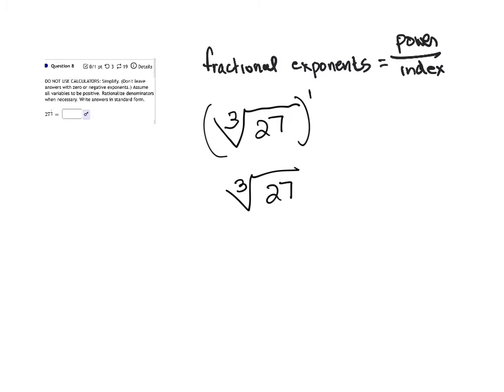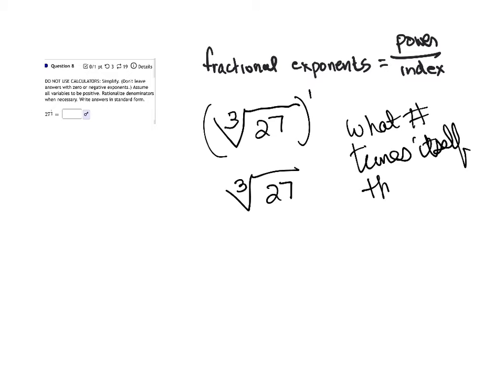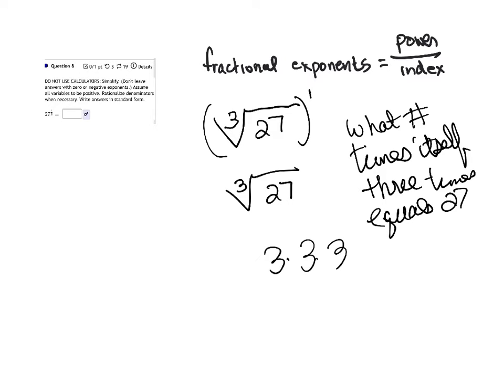Well, that means what number times itself 3 times gives you 27? And that's 3 times because that's the index. What number times itself 3 times equals 27? And that would be 3, because 3 times 3 times 3 equals 27. It's a little confusing with a 3 to the third, so 3. That would be your answer that would go in there. And later on we'll do more with that, but that's just a basic.